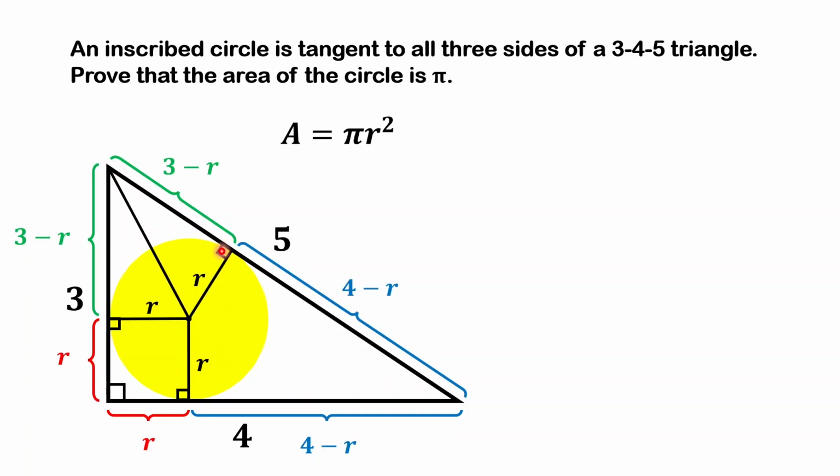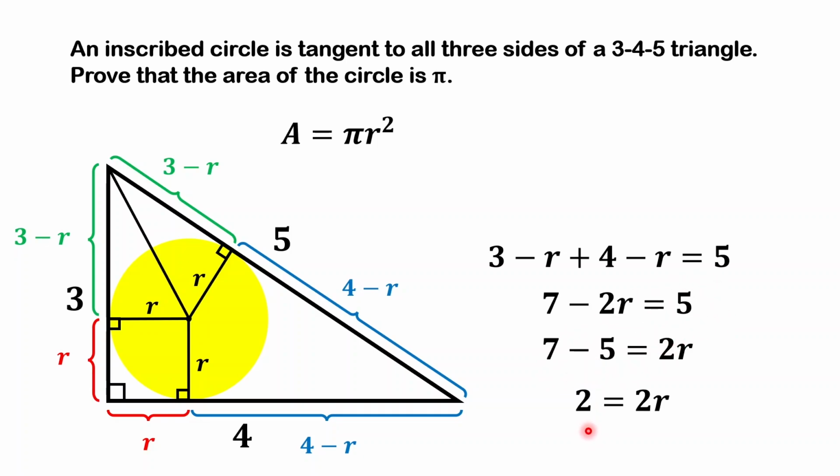Now you see this length, the hypotenuse, is 5, and if we add 3 minus r with 4 minus r, it will give us 5. Let's write that down. 3 plus 4 gives us 7, and negative r plus negative r gives us negative 2r. Now let's bring 5 to the left side and negative 2r to the right side. 7 minus 5 gives us 2. Now dividing both sides by 2, we have r is equal to 1. 2 divided by 2 is 1, 2r divided by 2 is r, and 2 divided by 2 is 1. That's how we get r is equal to 1.